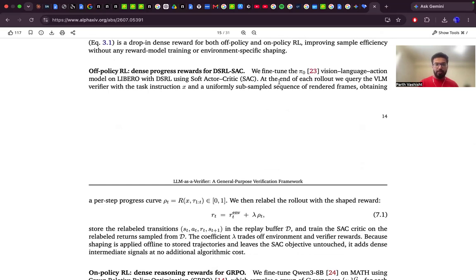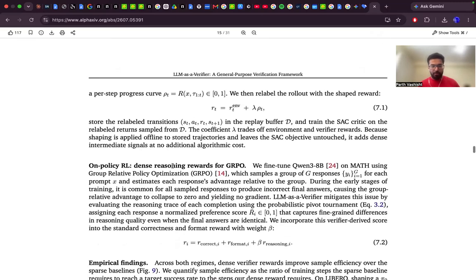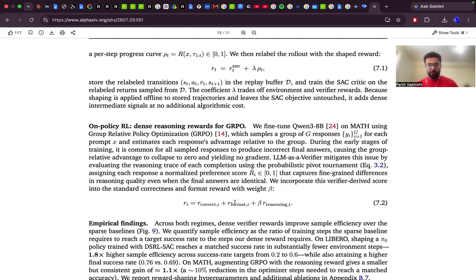With soft actor-critic, at the end of each rollout, we query the VLM verifier with the task instruction x and a uniformly subsampled sequence of rendered frames. So task instruction x, per-step progress curves. We then relabel the rollout with the shaped reward. On-policy reinforcement learning: we have correctness, format, and reasoning. During early stages of training, it is common for all sampled responses to produce incorrect final answers, causing the group relative advantage to collapse to zero, yielding no gradient.